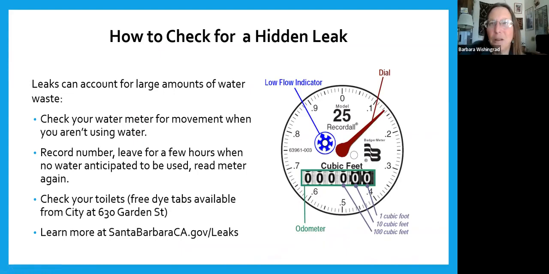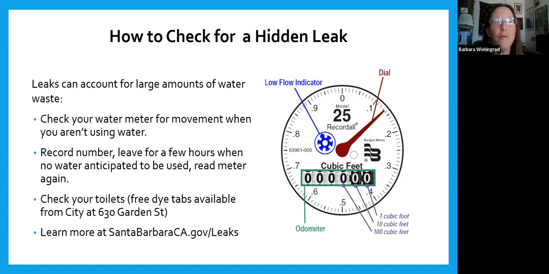Okay, so as you saw in the last graph, I don't know if you noticed, but it said 8% of that water use is in leaks. And leaks are tricky sometimes, but sometimes people don't know they have a leak until their water bill spikes. So this is an example of how to check for a hidden leak.